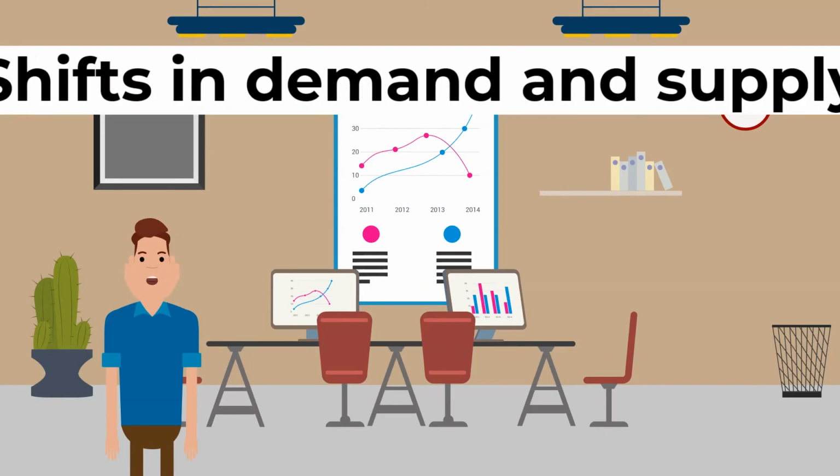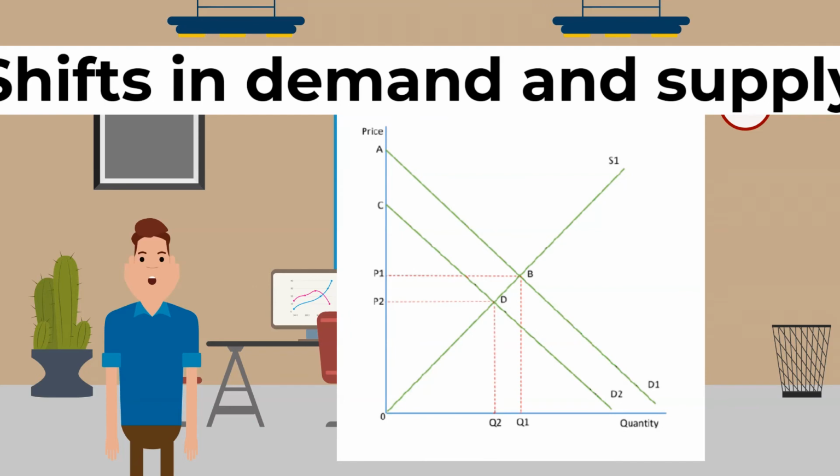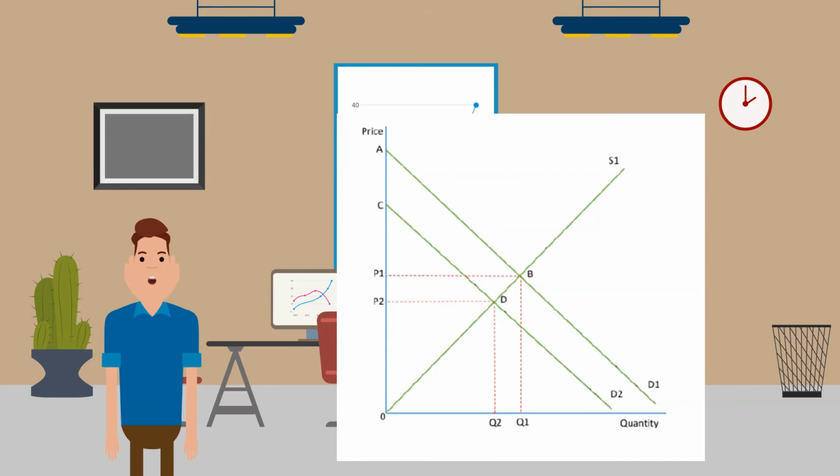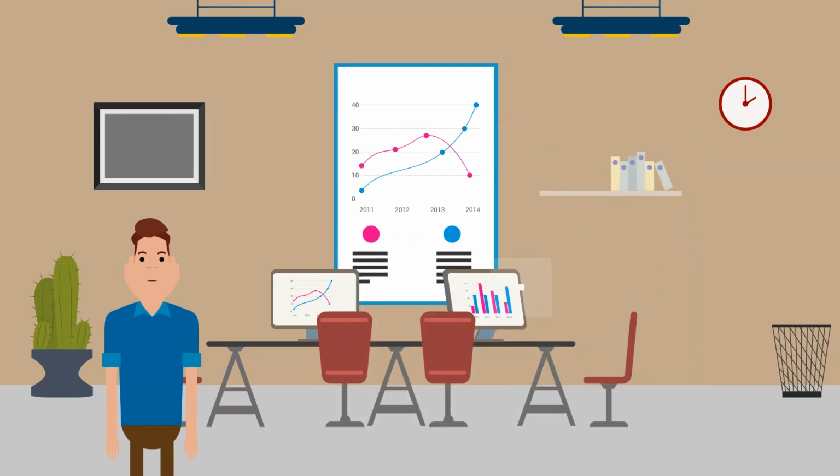Now it is time for shifts of demand and supply. A decrease in demand from D1 to D2 will lead to a fall in consumer and producer surplus, as both price and output decrease. Consumer surplus falls from ABP1 to CDP2 and producer surplus falls from P1B0 to P2D0. An increase in demand would have the opposite effect and increase consumer and producer surplus.